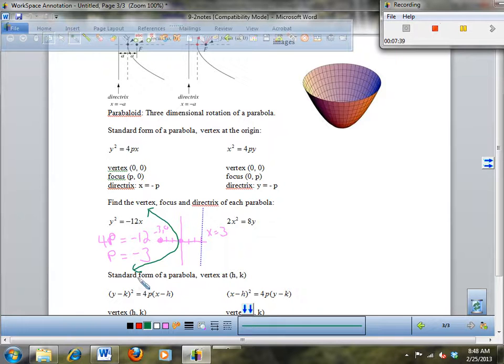Any questions on that? So wait, is the directrix always what? Yeah, it's always not inside the parabola. So it's the same distance from where the focus is. Because this is 4p, right? So since 4p is negative 12, based on this equation, p is negative 3.